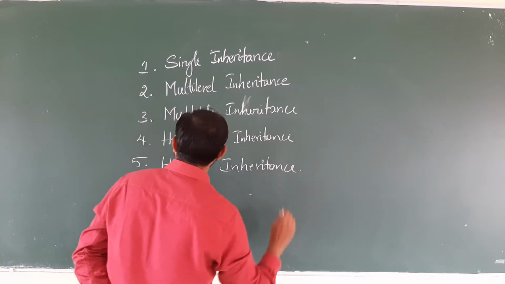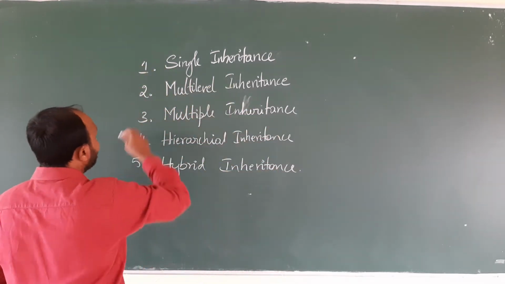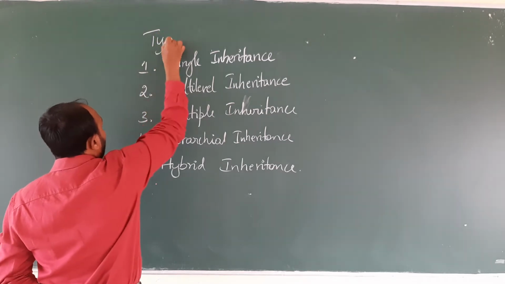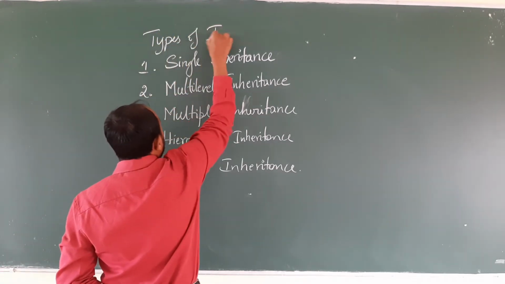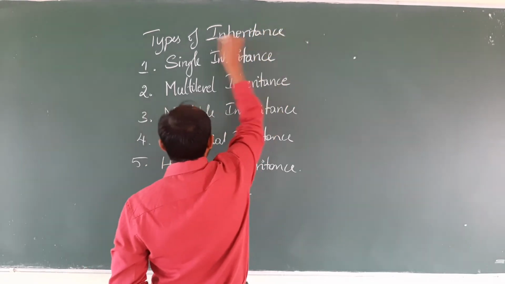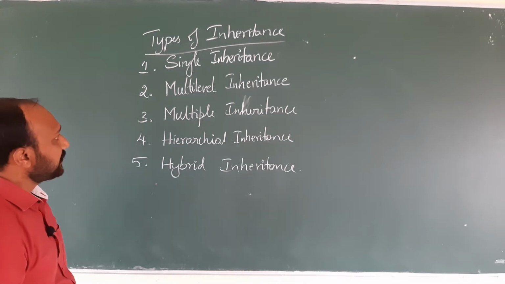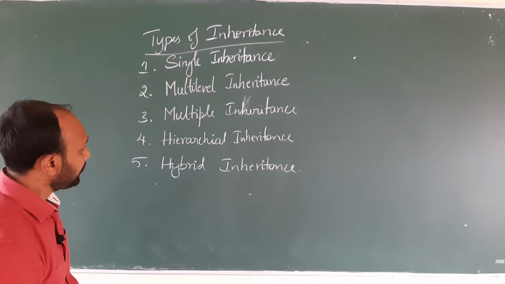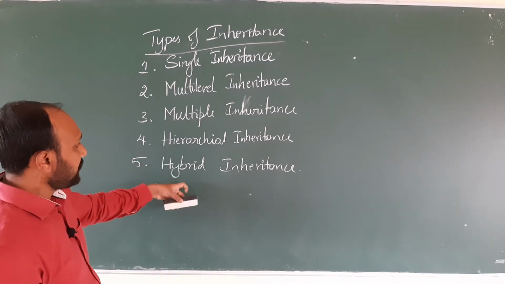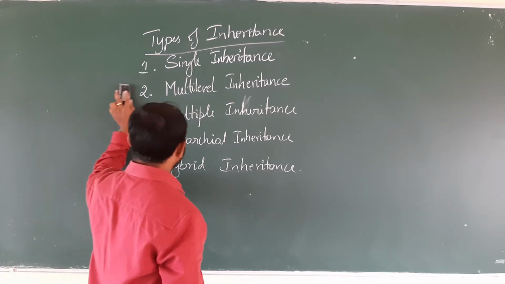So, this is a very, very important topic. What are all these? These are all the types of inheritance. Single inheritance, multi-level inheritance, multiple inheritance, hierarchical inheritance, and followed by hybrid inheritance. So, let us study them in detail.